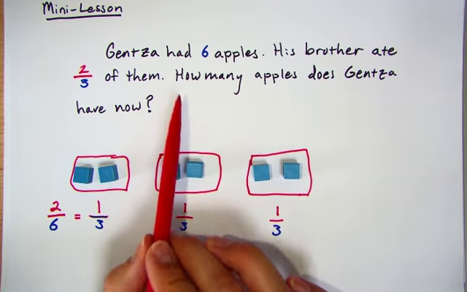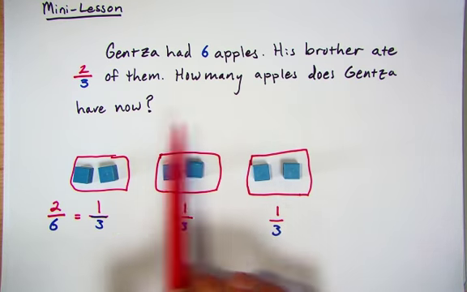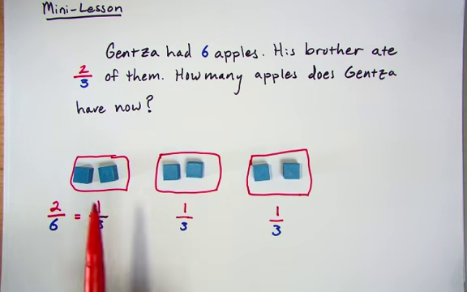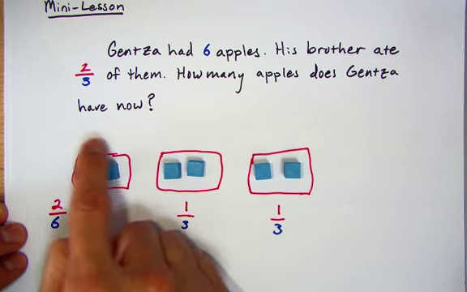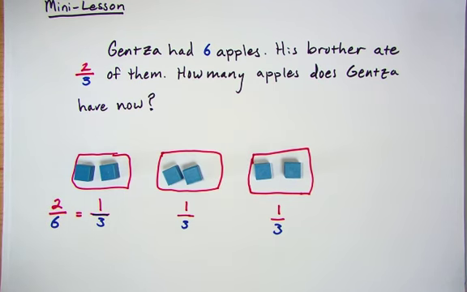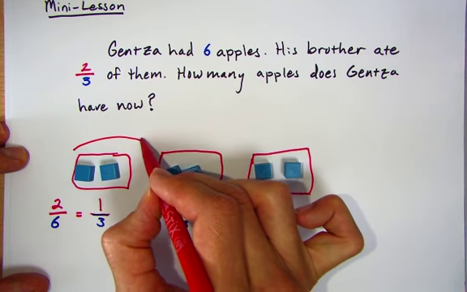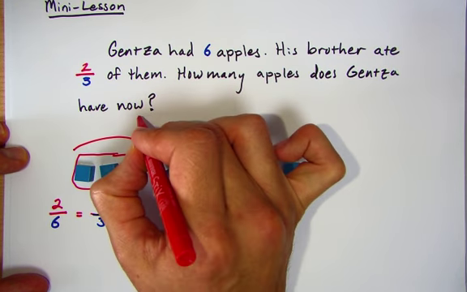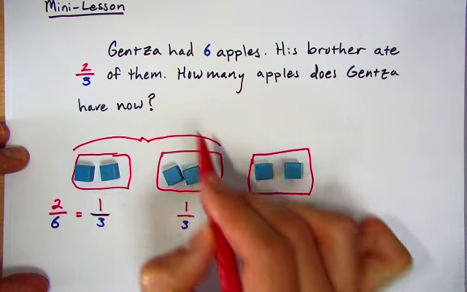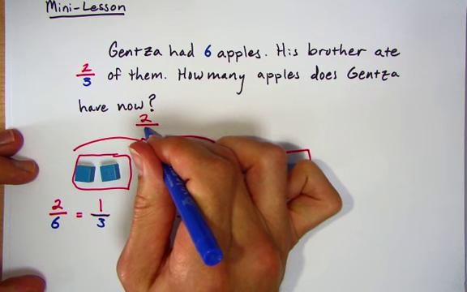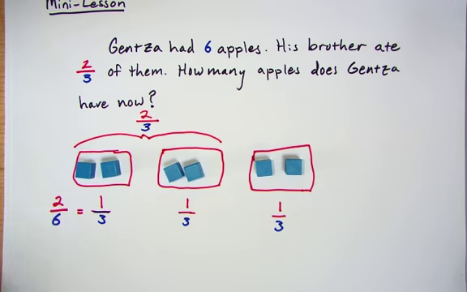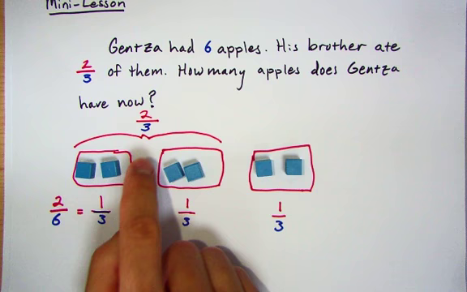So let's go back to the question now. How many apples does Genza have now? So let's say his brother ate 2/3. So we can see that 1/3 plus 1/3 is going to give us our 2/3. So this is 1/3 and this is 1/3. Let's actually do this. And what is the fraction for this part right here? We can say it's 2/3. Okay. That's how much the brother ate.